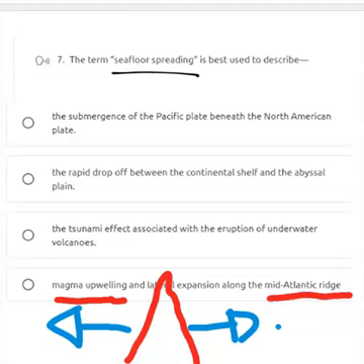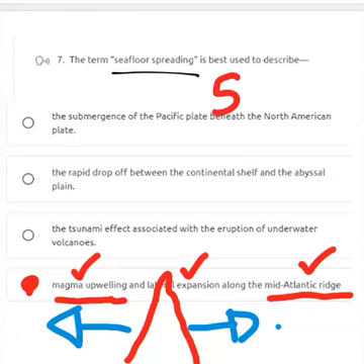So right here, that checks. We have the magma coming up, we have lateral expansion, which just means that the plates are separating, and we see our landform, which is the Atlantic Ridge. And so our correct answer here is D. The next letter in your code will be 5.